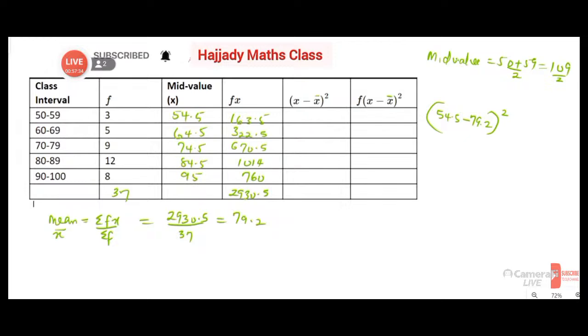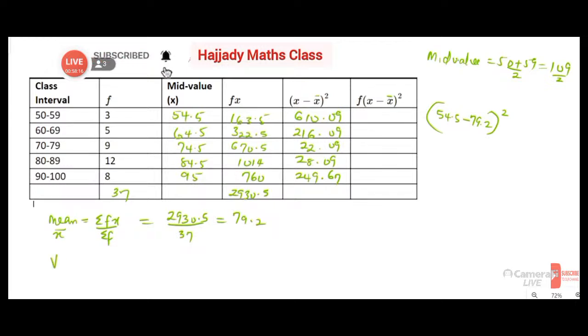Using your calculator, 54.5 minus 79.2 squared is going to give me 610.09. And for the second one, I'm going to have 216.09. I'm going to have 22.09. Here I'm going to have 28.09. Here I'm going to have 249.64.